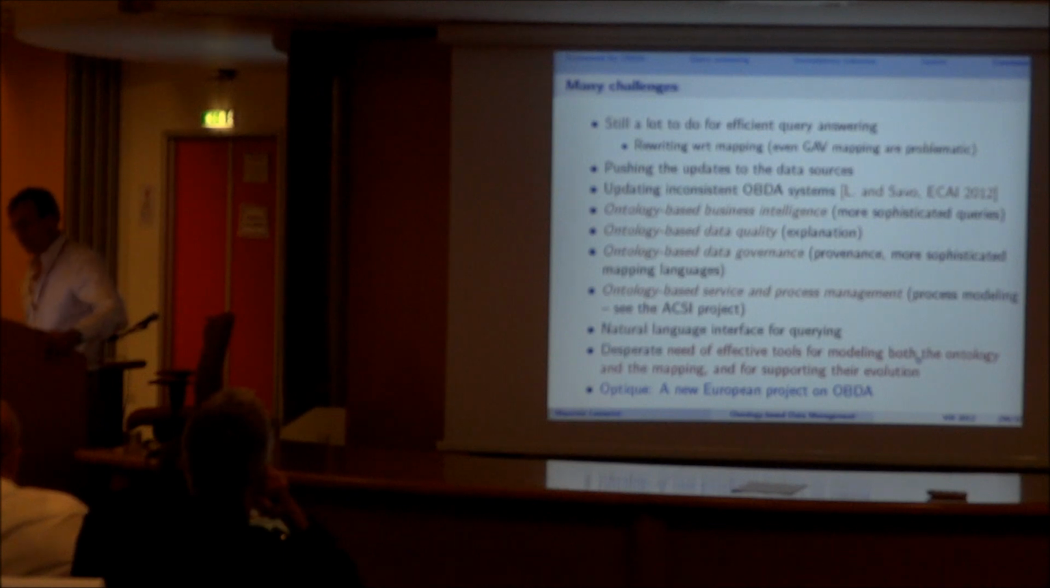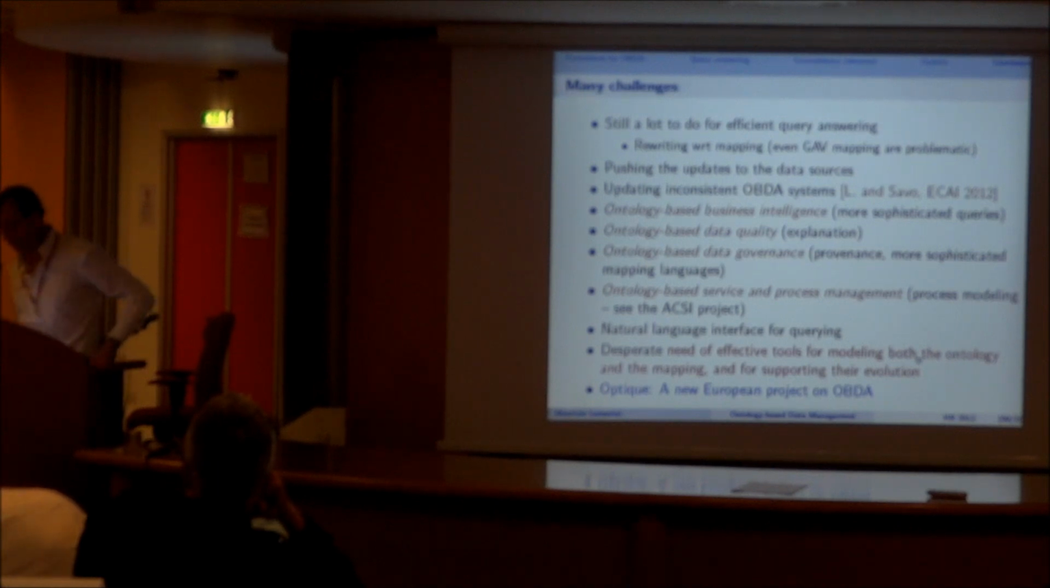Pushing the updates to the data source is a very important problem, but also updating inconsistent ontology-based data access systems. If you accept to have an inconsistency and you are able to query an inconsistent system, why do you want to update an inconsistent system? So what does it mean to update an inconsistent system is also a very interesting idea to pursue.